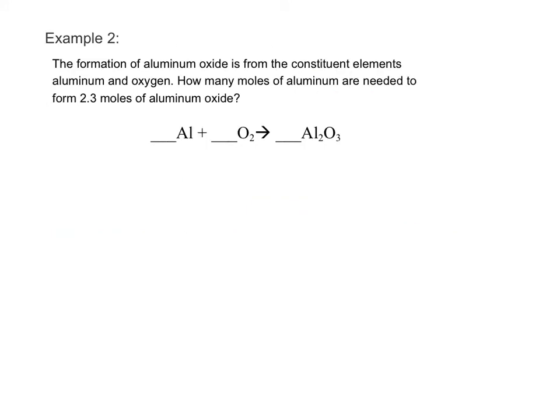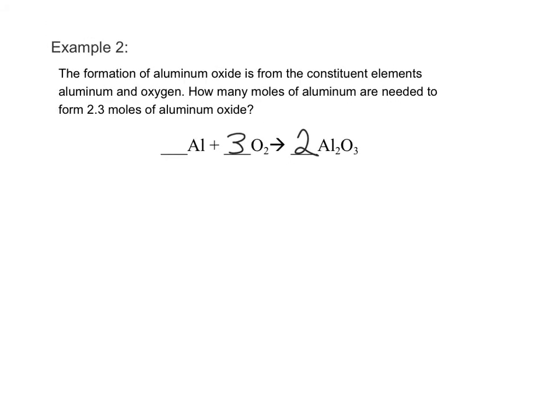So our next example, we're given an equation. It's not quite balanced yet, so we're going to need to do that. So let's see, we're going to want to make 6 oxygens. So I would put a 3 here and a 2 here. It gives me 4 aluminums. Now I have my balanced equation. There we go. And let's read the problem.